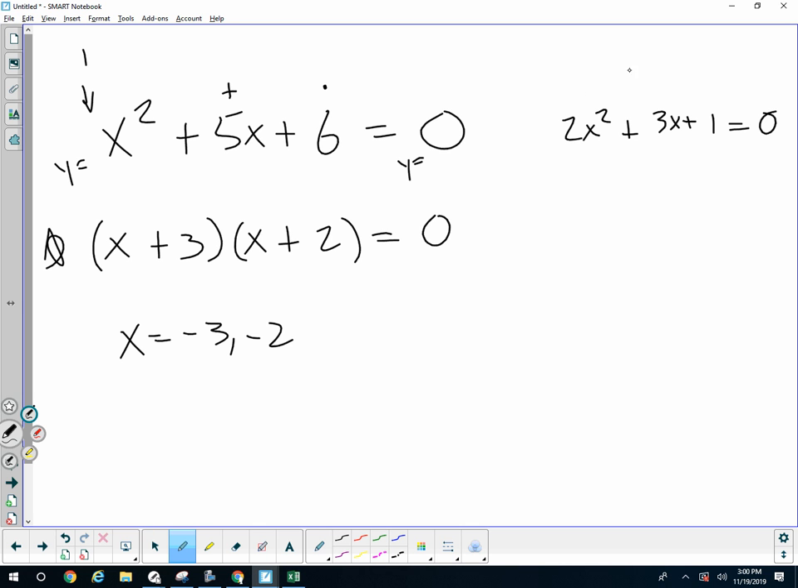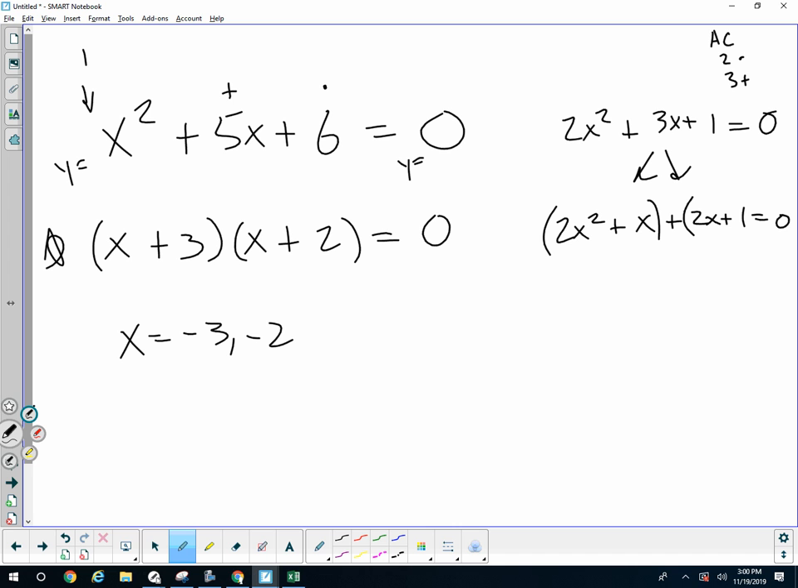Find two numbers that multiply to get a times c. A times c is 2. We're looking for two numbers that multiply to get 2 and add to get 3. What are the two numbers? 2 and 1. Good. We take that 2 and 1 and we will split 3x into 2x and 1x. I don't care which order you do. Maybe 1x will be easier.